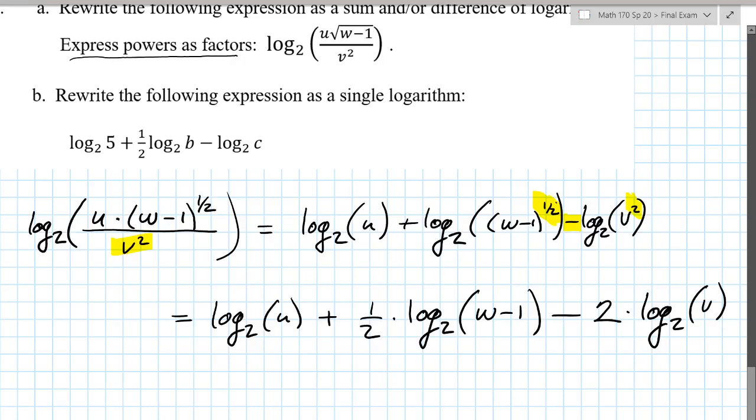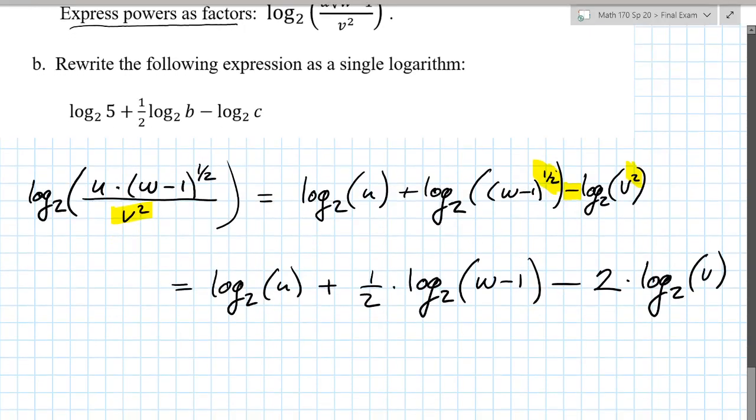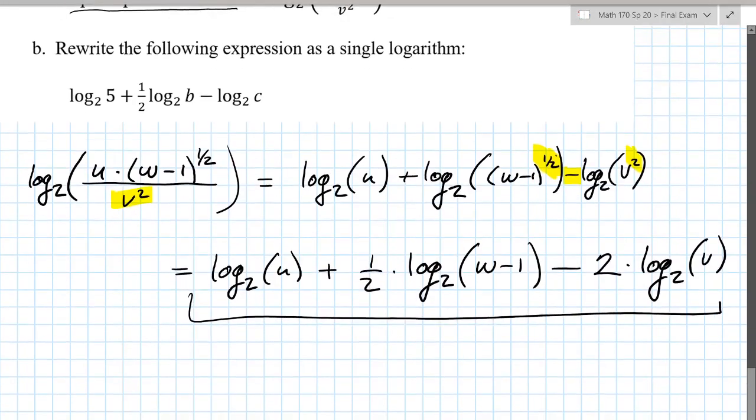So what does factor mean? Factor means multiply. So we're multiplying like that. So that's it for that part A. We have done what it is asked.